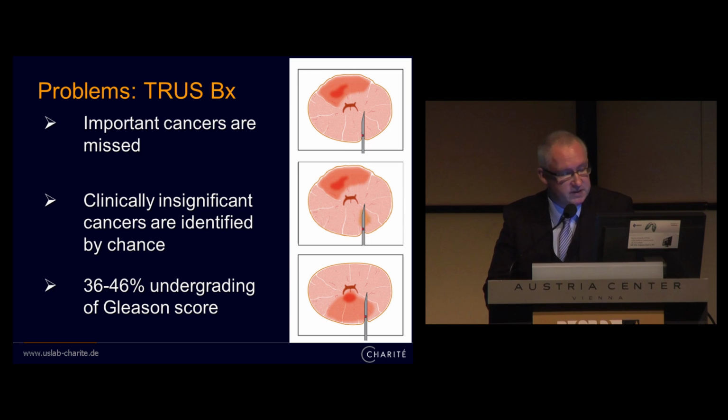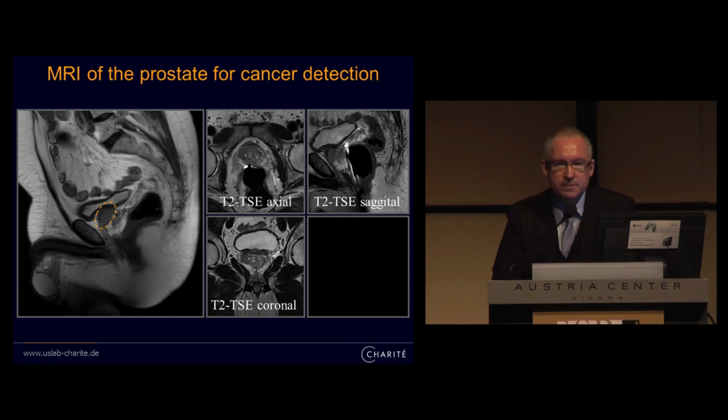What is the problem of this technology? We know that important cancers are missed by this technology. Clinically insignificant cancers are identified by chance, like in that image. And we have an undergrading of the Gleason score in a range of 36 up to 46%. That's a problem of this technology. And if you see the rectal probe is located in this position and we puncture the patient here and here and here, we miss this ventral cancer here, a big mass of 3 centimeters.